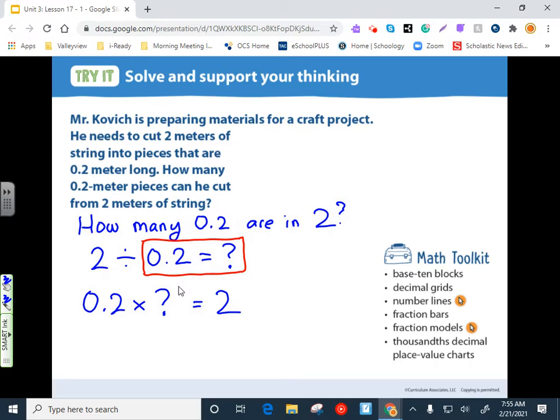I'd like to draw this little rectangle around those last two parts. This is like the first baby steps of algebra for you, so this is giving you a heads up on that. We know from our warm-up that 2/10 times 10 will give us 2, which means we have found the answer. So he can cut that string into 10 equal pieces.